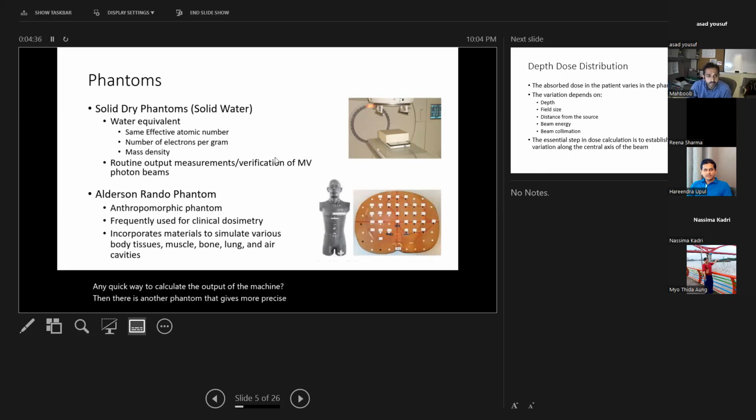Then there is another phantom that gives more precise measurement. These are Alderson Rando phantoms. These are anthropomorphic phantoms. They are frequently used in clinical dosimetry. They are actually several sections of tissue equivalent material composed in the structure of the human body. They have different inserts in which ionization chambers are inserted, and you can estimate the dose delivered to each organ or each part of the body. They have materials equivalent to muscle, bone, lung, and air cavities. These are mostly available in almost every clinic.